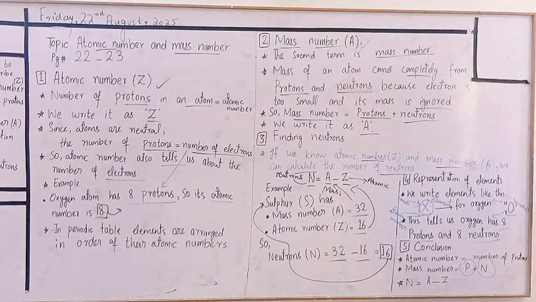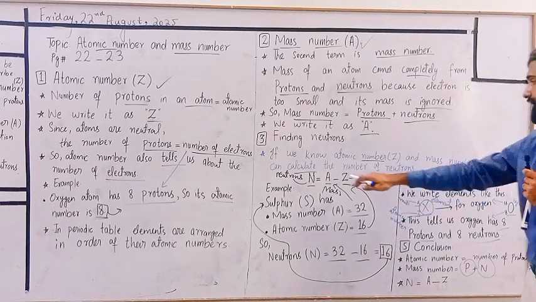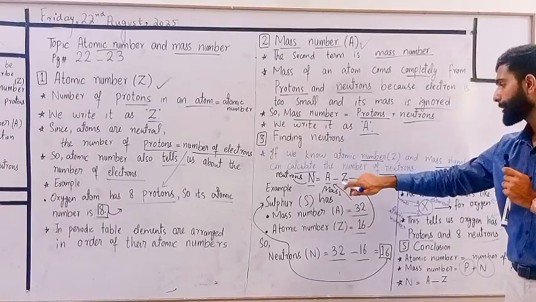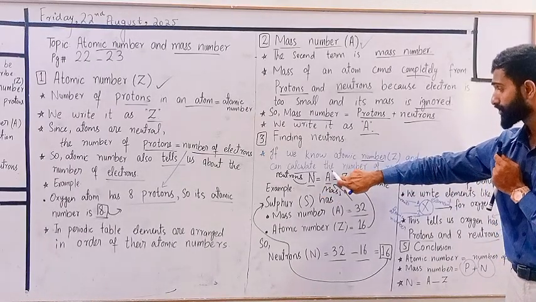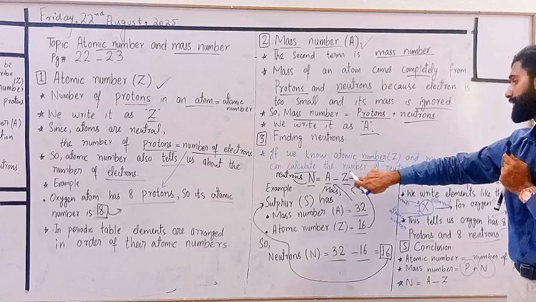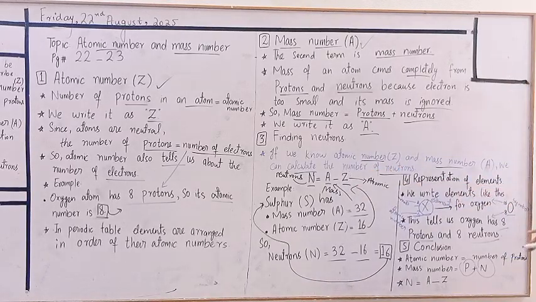Lastly, how to find neutrons in any atom. We have the formula for this. N is equal to A minus Z. N represents the number of neutrons, A shows the mass number and Z represents the atomic number. So in this way, we can find the number of neutrons in any atom.